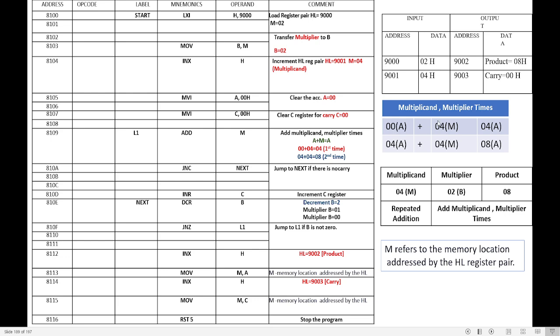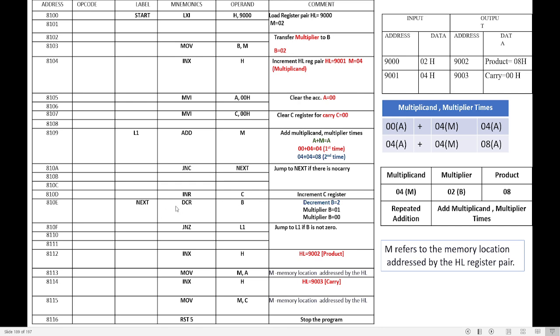Have I done this first row? Yes. Where is my answer? 4. 4 is in which register? A register. I have done this for the first time. Have I yielded a carry? 0 plus 4 is 4. Is there any carry? No. Jump if there is no carry. Since there is no carry, I need to jump to the next location. So I am jumping here.